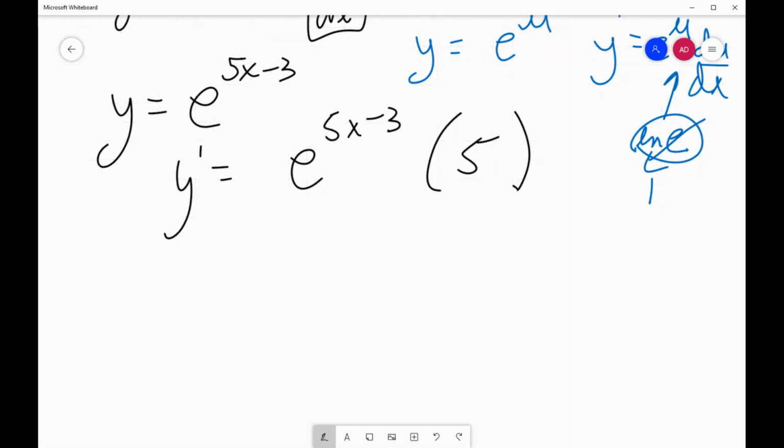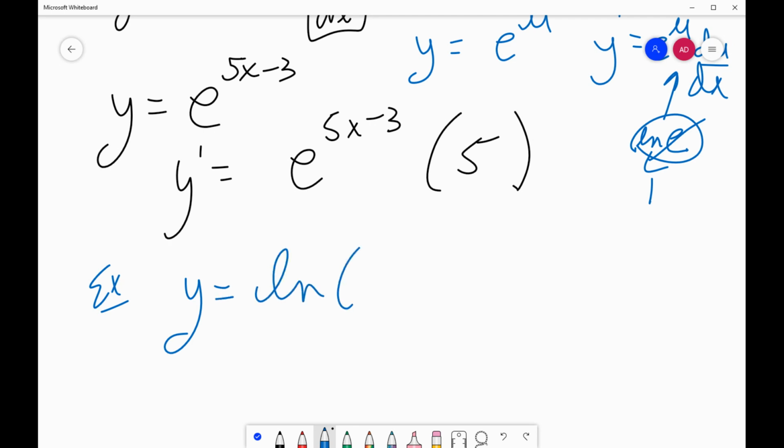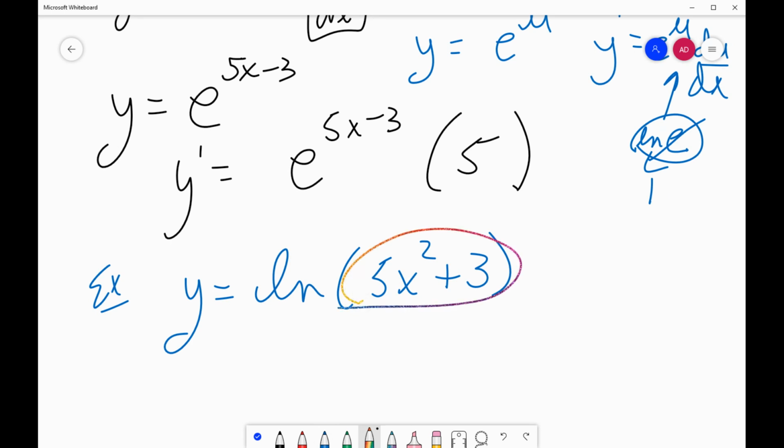All right. I know what you're waiting for. Let's do a natural log. I know. I'm so excited. I can't even stand it. So if I say y is equal to the natural log, and let's say we have 5x squared plus 3. Now, you might be wondering why I don't have absolute values around this. Well, just take note, 5x squared plus 3 can never be negative, so I don't really need the absolute values.